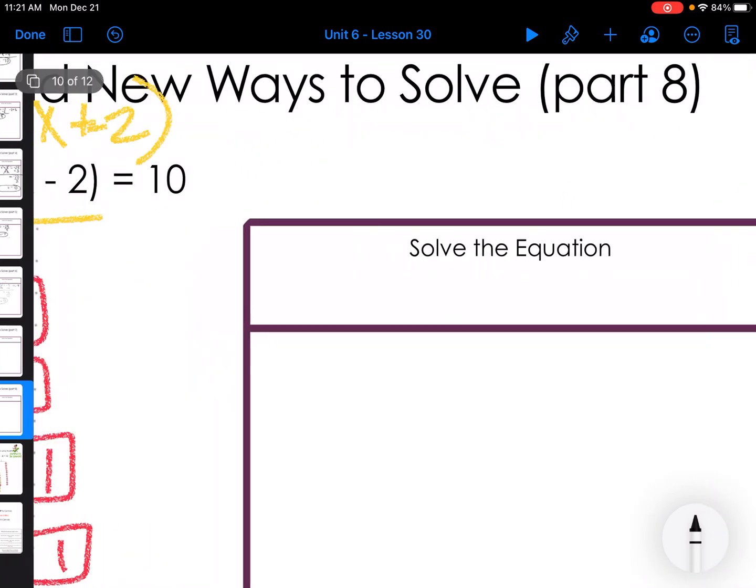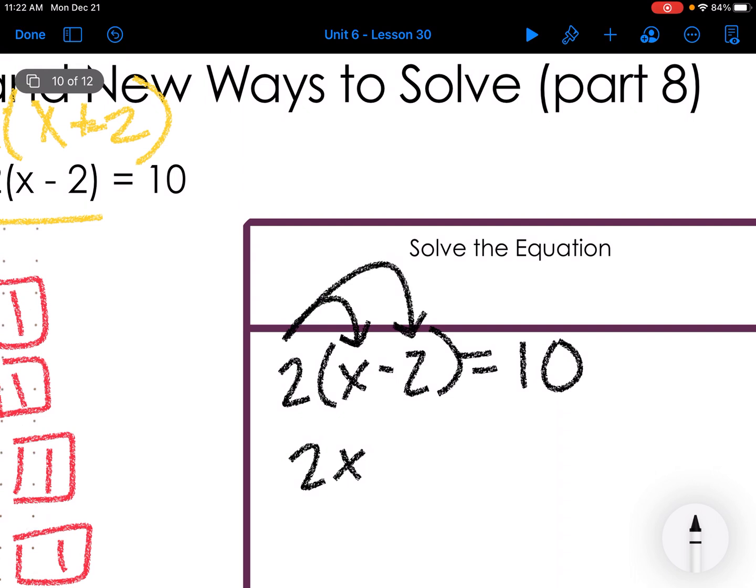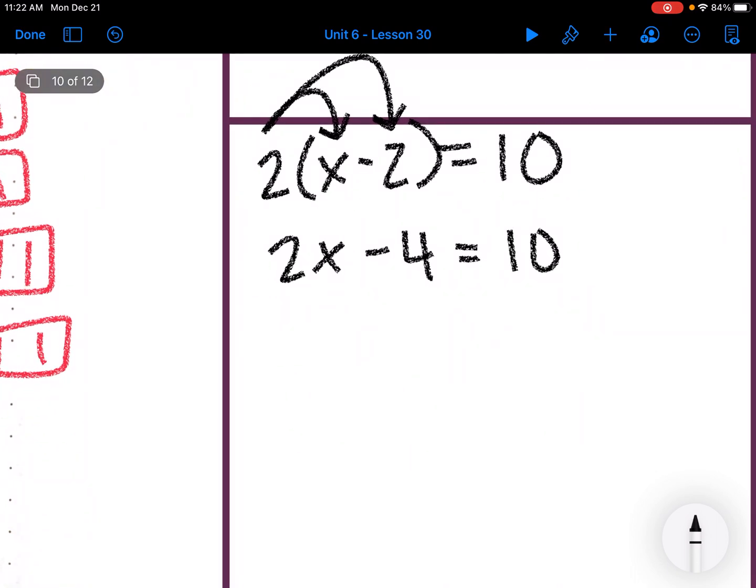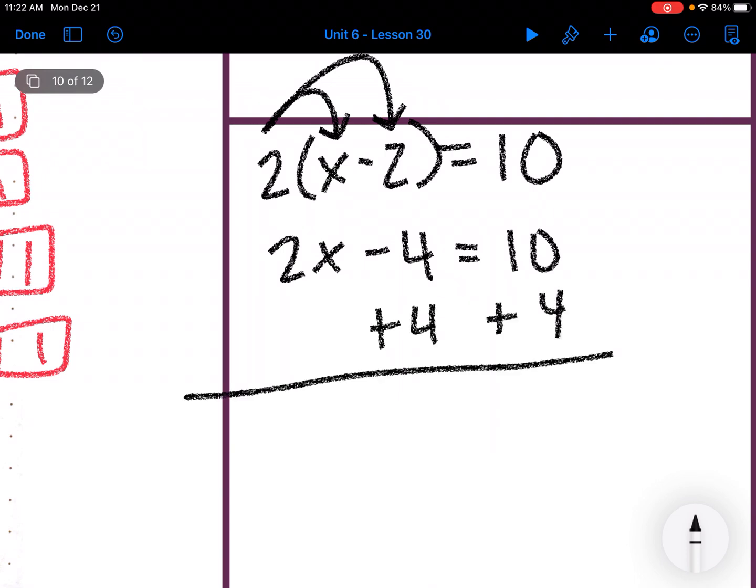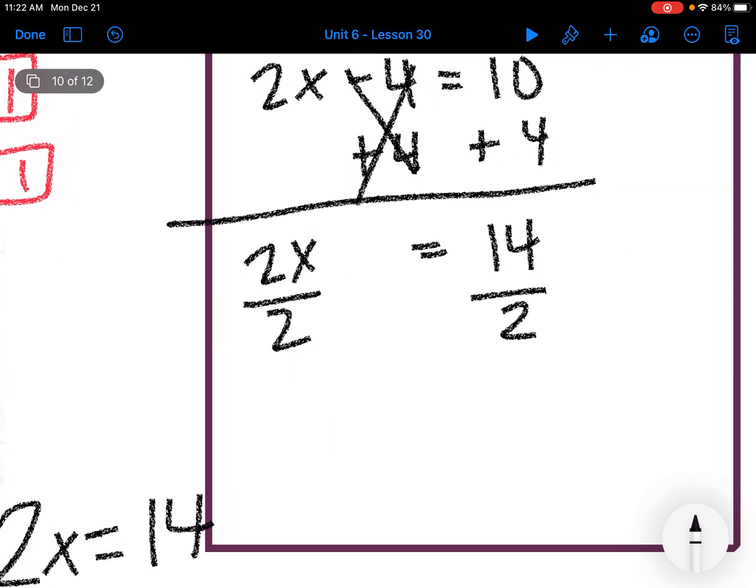Let's check and see if it works over here. So I have 2 parentheses x minus 2 equals 10. So 2 times x is 2x. 2 times minus 2 would be minus 4 equals 10. Now, if I have a minus 4, the opposite would be to add 4. A negative 4 and a positive 4 make a zero pair. So I'm left with 2x equals 14. I want to find for just one x, so I'm going to divide by 2 on each side. And that allows me to find for 1, x equals 7.